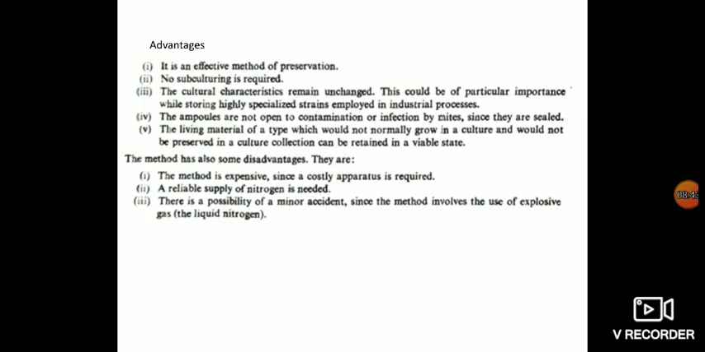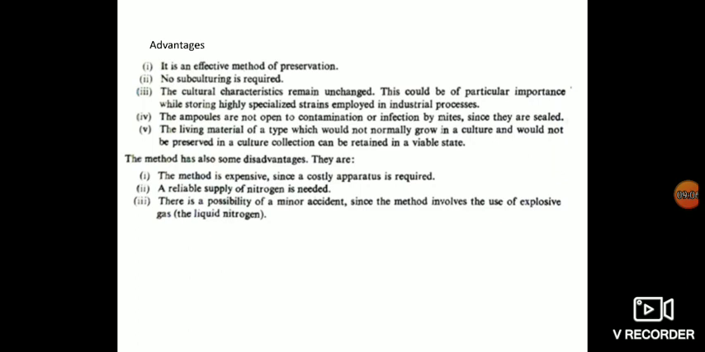Then the disadvantages mentioned here: this method is expensive, since costly apparatus is required. It needs a reliable supply of nitrogen. Of course we need to supply the nitrogen, as it may evaporate. And there is a possibility of minor accidents, since the method involves the use of liquid nitrogen, and there is a possibility of explosion. That is also a disadvantage.